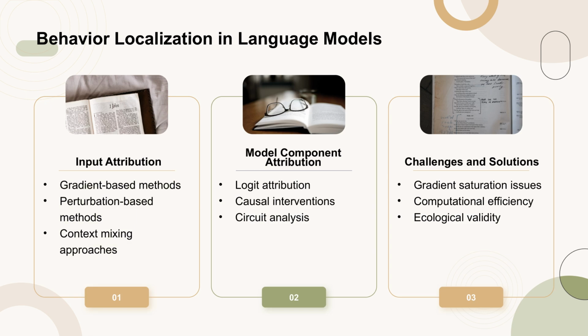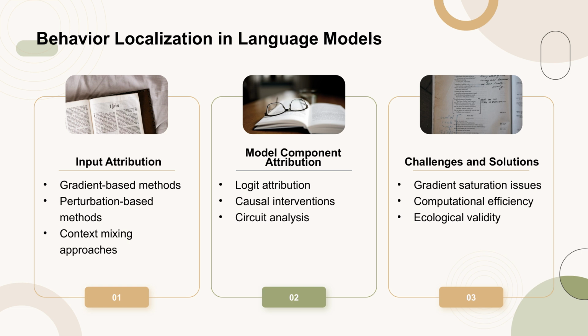In this section, we delve into the localization of behavior within language models, focusing on identifying which elements in the forward pass are responsible for specific predictions. We explore two main types of methods: input attribution and model component attribution. Input attribution methods, such as gradient-based and perturbation-based approaches, estimate the contribution of input elements to model predictions. Model component attribution involves techniques like logit attribution and causal interventions to understand the role of various model components.